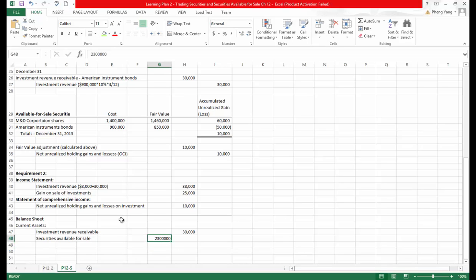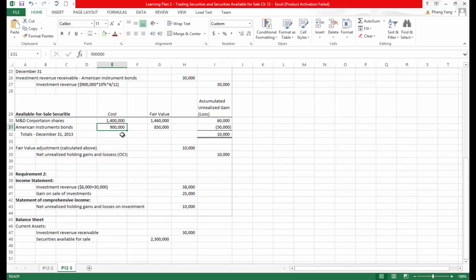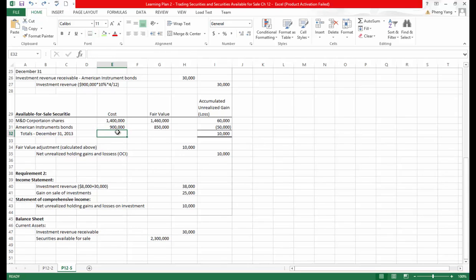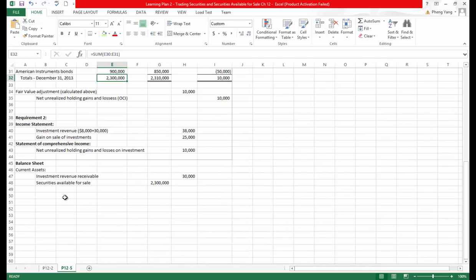Hold on here. Oh, and I forgot to total these up. That's probably why. Let's do this here. Right here and right here. There you go. There's our 2.3. All right. So that's our securities available for sale of 2.3 million. That's going to be reported in the balance sheet. That's how it's going to look.